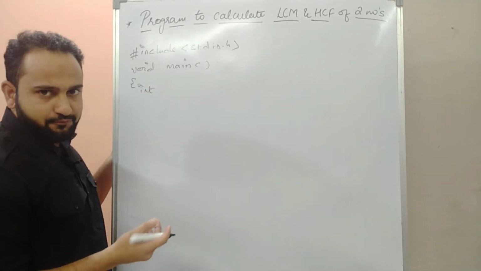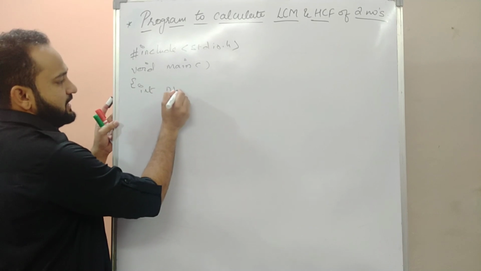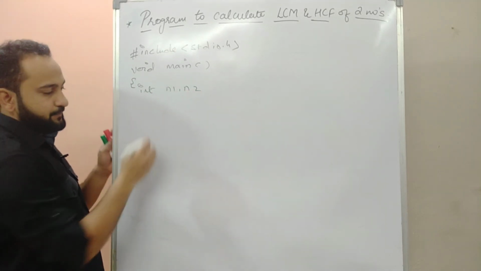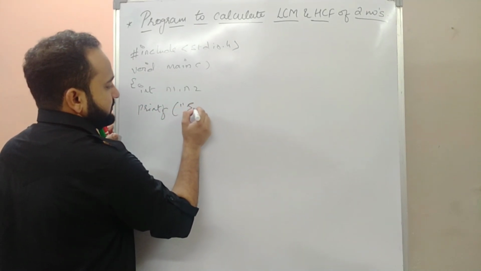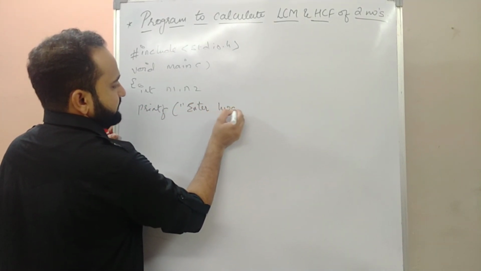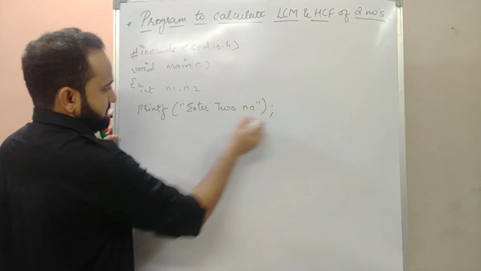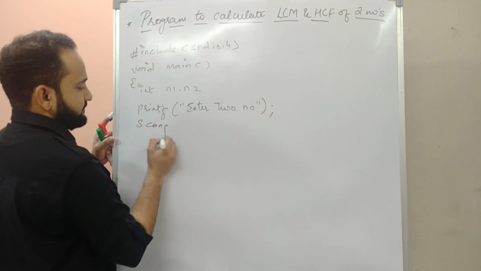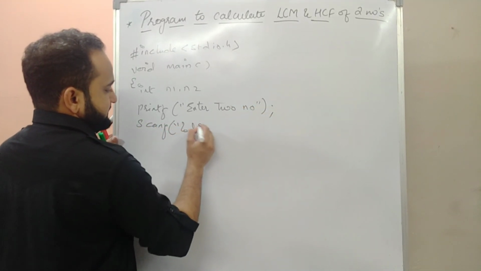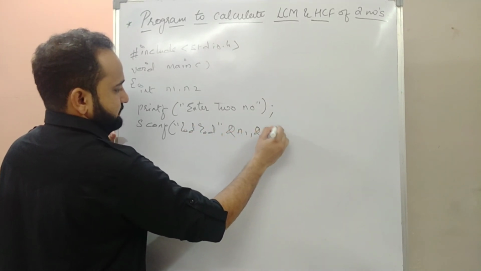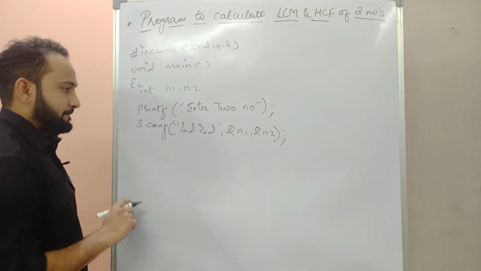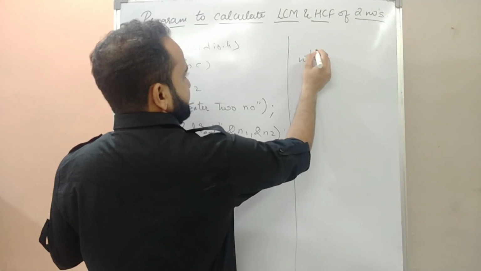The first thing that we have to do is take two numbers from the user. I'm going with n1 and n2, right? Let's take two numbers. printf("Enter two numbers"); scanf("%d %d", &n1, &n2); We have taken two numbers from the user. What's the next thing? Let's write a while loop for this.